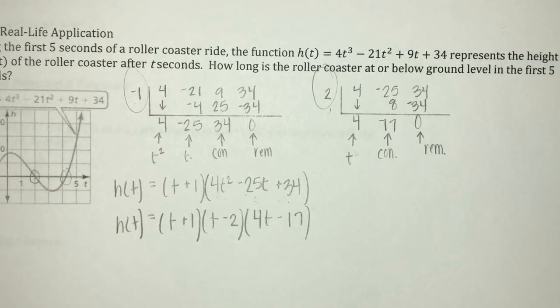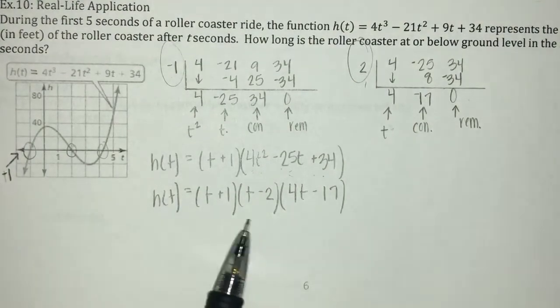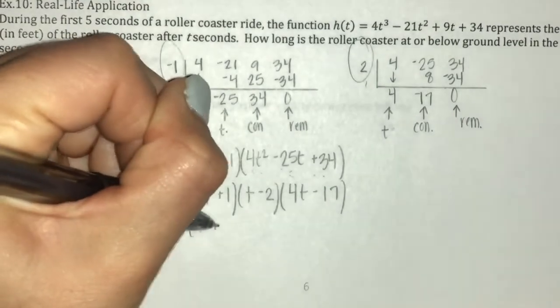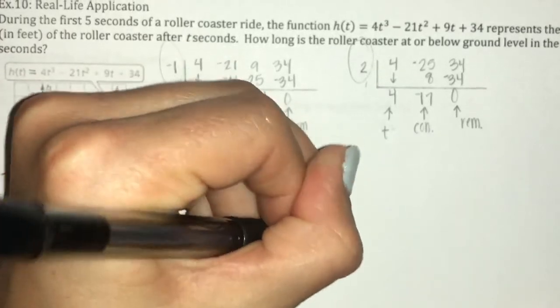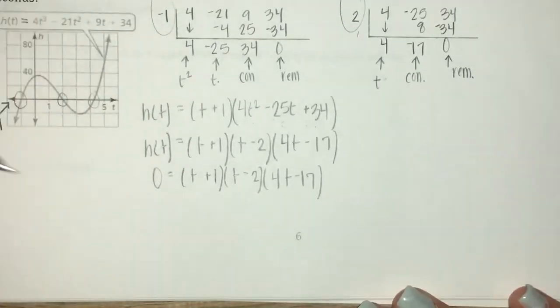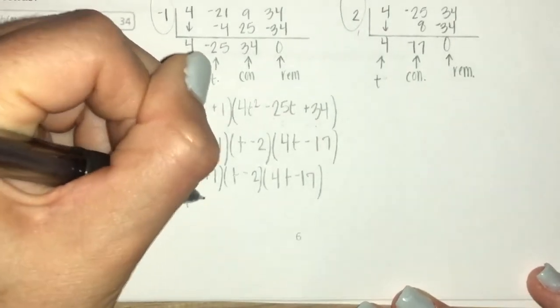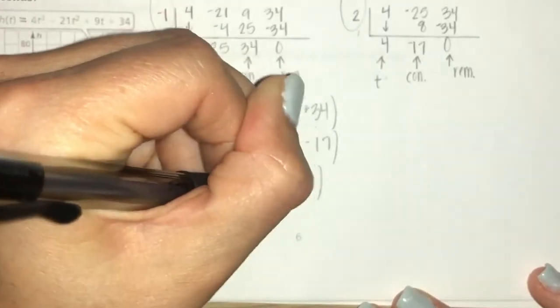And if we wanted to figure out exactly what these x-intercepts were, or t-intercepts, we would set the function equal to 0, because the y-coordinate basically is 0 anywhere on this axis. I guess it's the h-coordinate in this case. So we could set each of these factors equal to 0. So 0 equals t plus 1 times t minus 2 times 4t minus 17. Set each factor equal to 0 to get our different solutions. So t plus 1 equals 0, t minus 2 equals 0, and then 4t minus 17 equals 0.